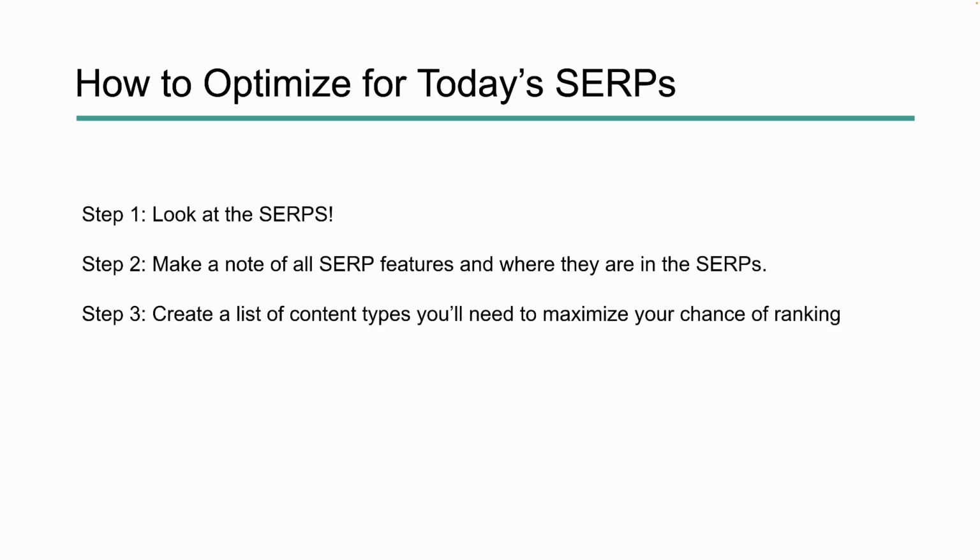So how do we optimize for today's SERPs then? Well, the first thing we have to do is look at the SERPs. We have to understand what's going on within a specific query. Then we need to understand all the different features that are available to us, everything from the ads to the organic features, and where they actually sit within the search results. And lastly, we need to create a list of content types that we need to maximize our chance of ranking. Again, this goes back to not just ranking our website, but looking at ways to rank our business. So let's take a look at a few different queries and how we might approach optimizing for today's SERPs.